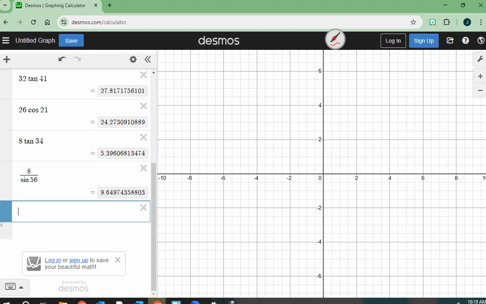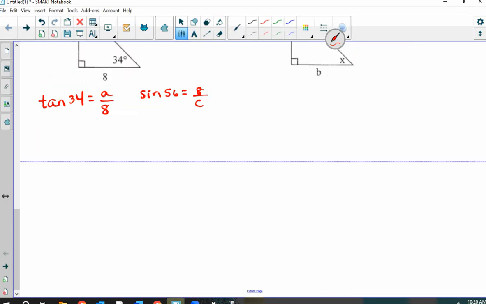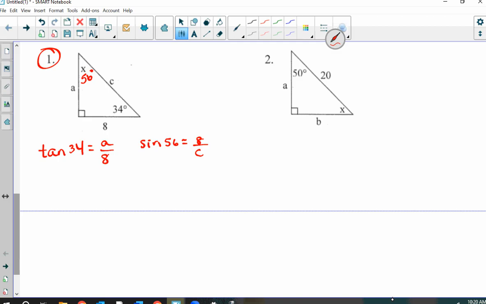Can you see it? I know it's small on the screen. All right, guys, for X, we got 56 degrees, right? Okay. For A, did we get 5.396? Yeah. Okay. Are you done with C? Yes. What'd you get for C? 9.64. If you round, it is 9.650.